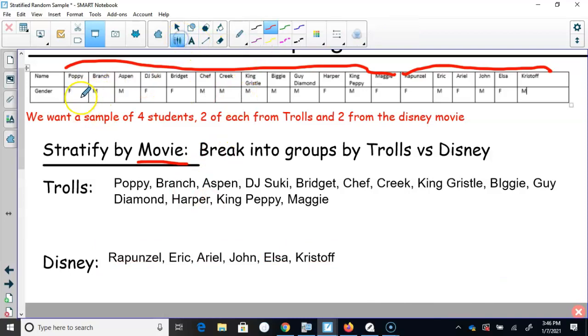And I don't even know why we have the gender up there. That really doesn't matter right now, okay? We should have just put what movie they're in, right?